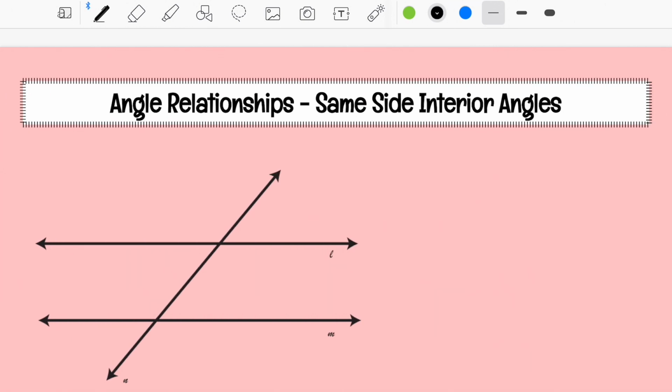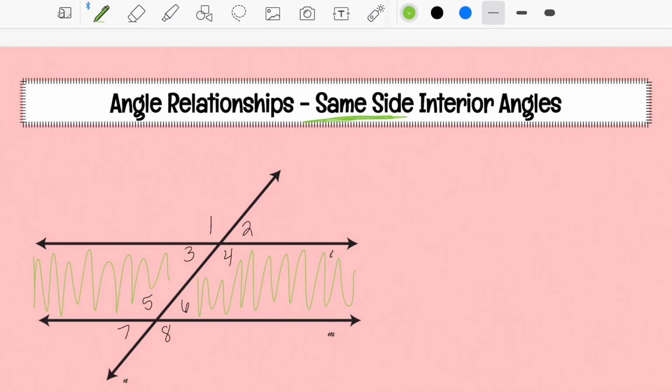Last but very not least, we have same side. Okay, so instead of looking at opposites like we did with the alternate interior and alternate exterior, we're now looking at the same side interior angles. So draw your lines and label your angles so that we can get started. Because we're only looking at the interior, we'll only be looking at 3, 4, 5, and 6.